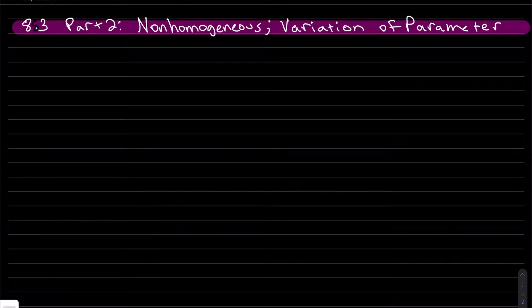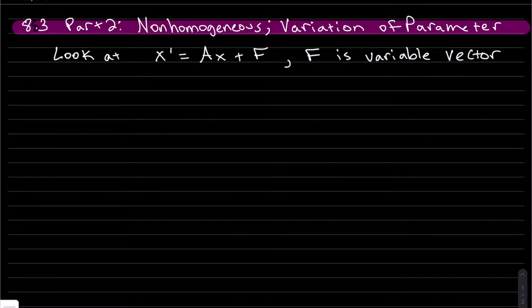Okay, so this is the second part of this section, and it is for non-homogeneous DEs, and we're going to use variation of parameters. So here's a non-homogeneous differential equation where f is a variable vector. Our solution is still the same.